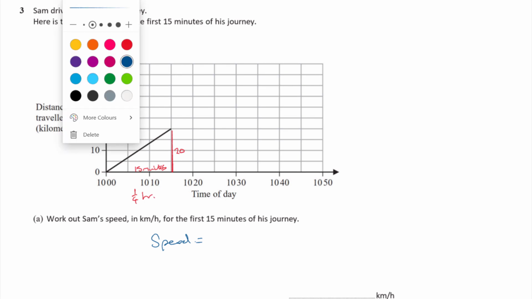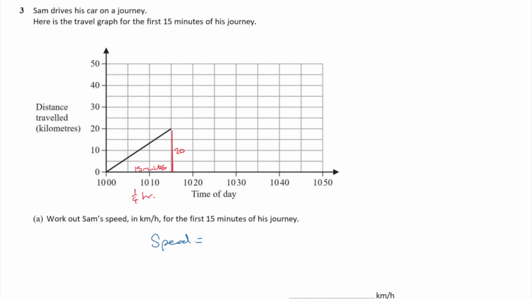So the speed is going to be change in y, which is 20, divided by change in x, which is a quarter of an hour. But if you think about it, dividing by a quarter is the same thing, using keep change flip, as times by 4, which is going to be 80, isn't it? 80 what? 80 kilometers per hour.